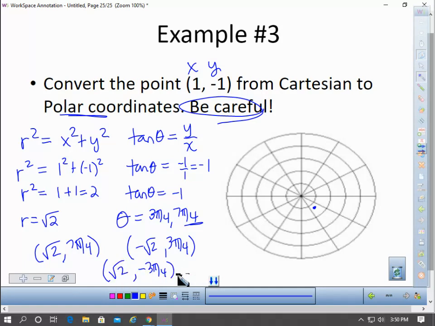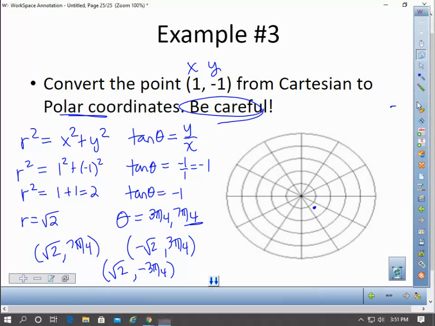Some of you may have been thinking, what if I go the negative way? Wait a minute, that wasn't right. I shouldn't have put negative 3 pi over 4. Where'd my pen go? Here it is. Not negative 3 pi over 4, negative 1 pi over 4.